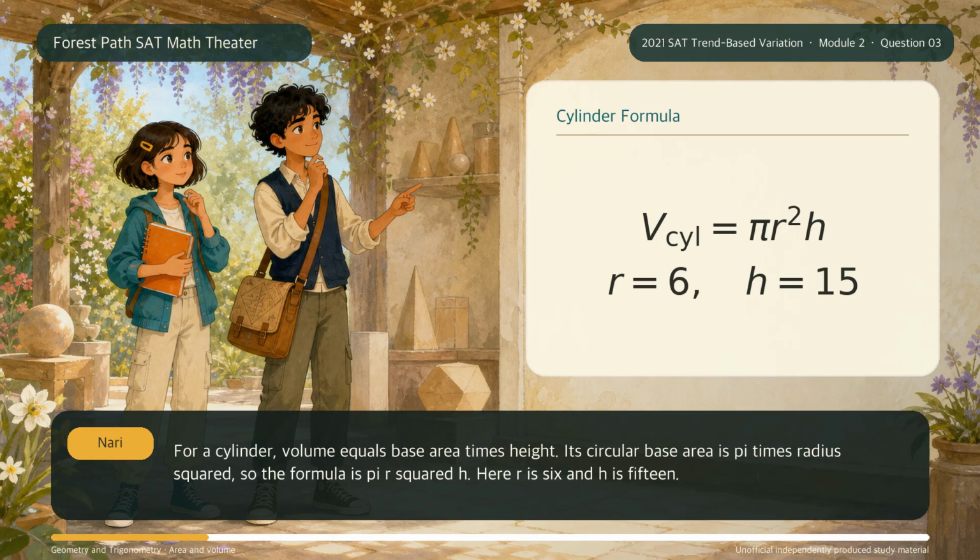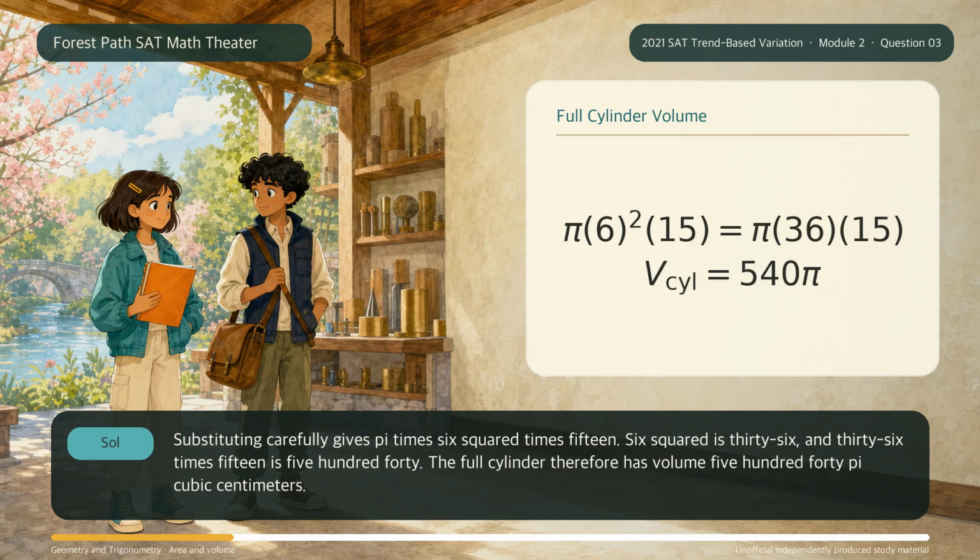For a cylinder, volume equals base area times height. Its circular base area is pi times radius squared, so the formula is pi r squared h. Here r is 6 and h is 15. Substituting carefully gives pi times 6 squared times 15. 6 squared is 36, and 36 times 15 is 540. The full cylinder therefore has volume 540 pi cubic centimeters.